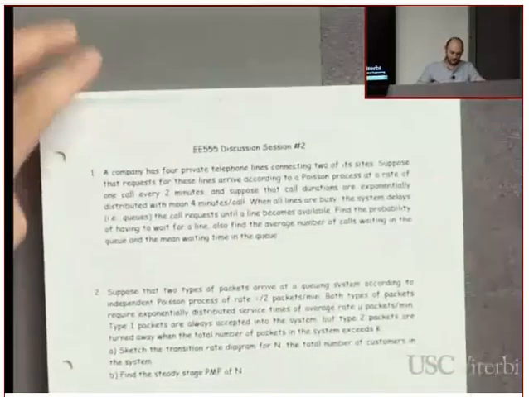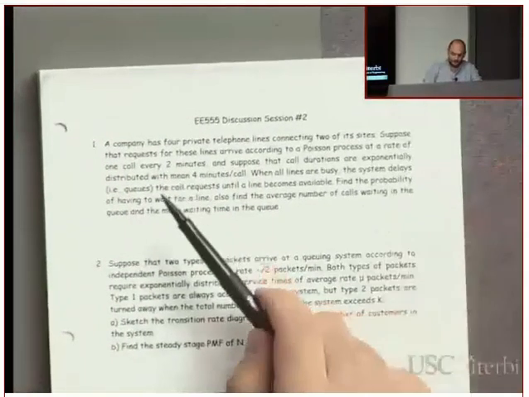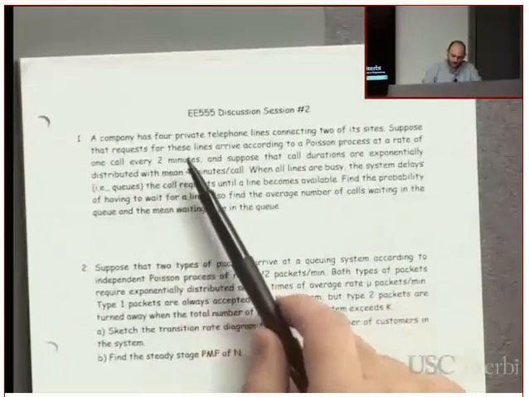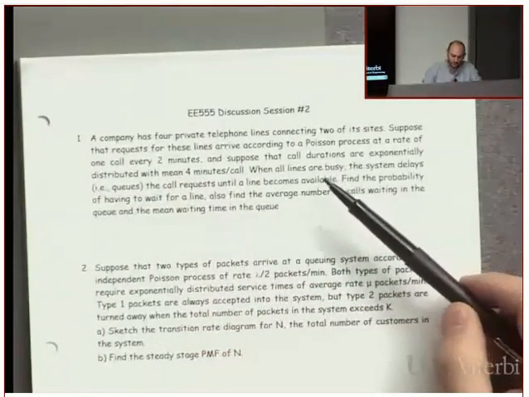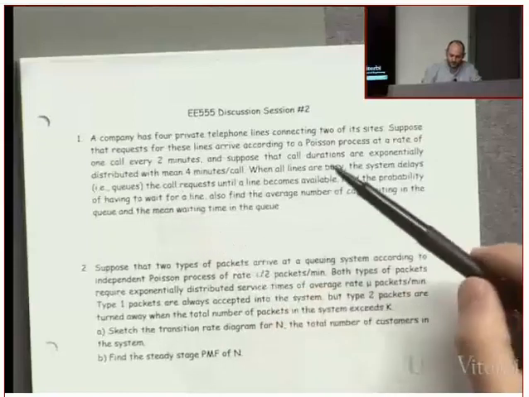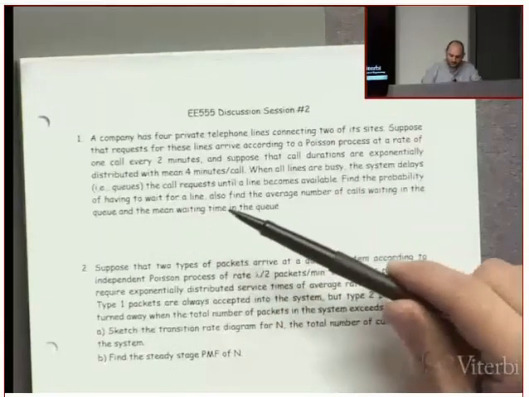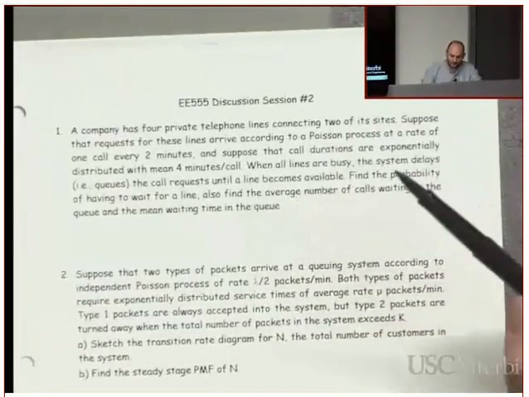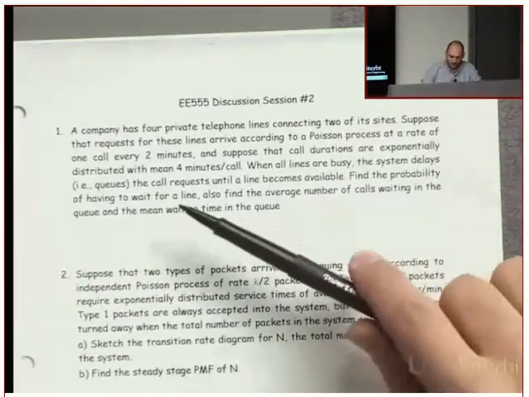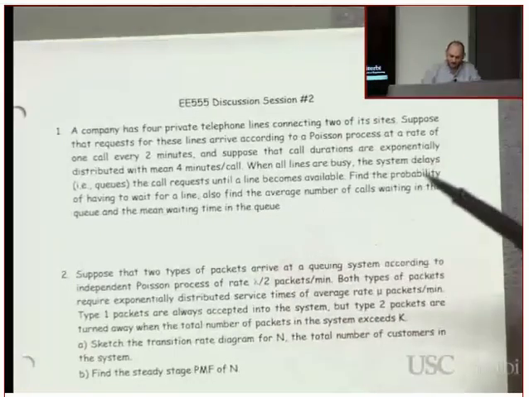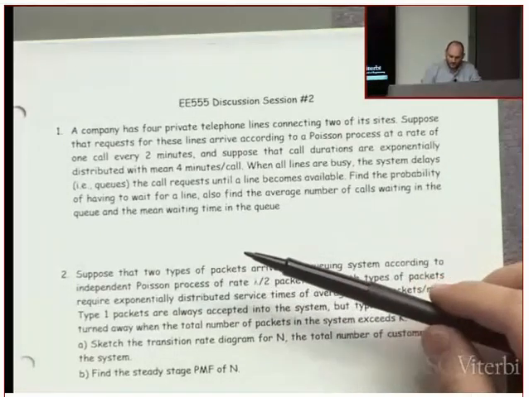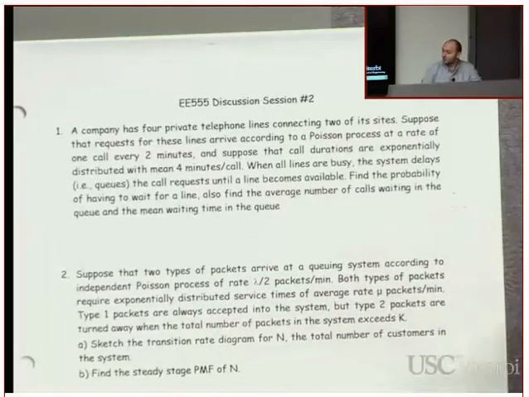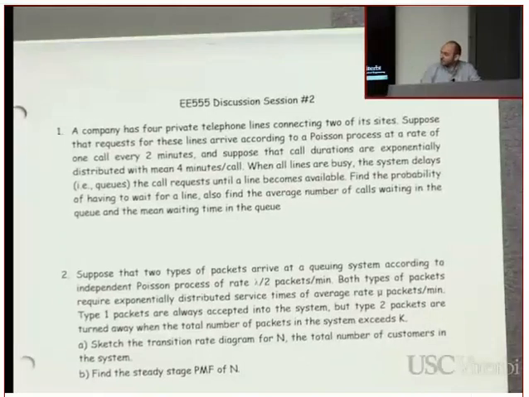Let's start with the first problem. A company has 4 private telephone lines connecting 2 of its sites. Suppose that requests for these lines arrive according to a Poisson process at a rate of 1 call every 2 minutes. And suppose that call durations are exponentially distributed with mean 4 minutes per call. When all lines are busy, the system delays, which means it queues the call requests until a line becomes available. Find the probability of having to wait for a line. Also find the average number of calls waiting in the queue and the mean waiting time in the queue. Is the problem clear?